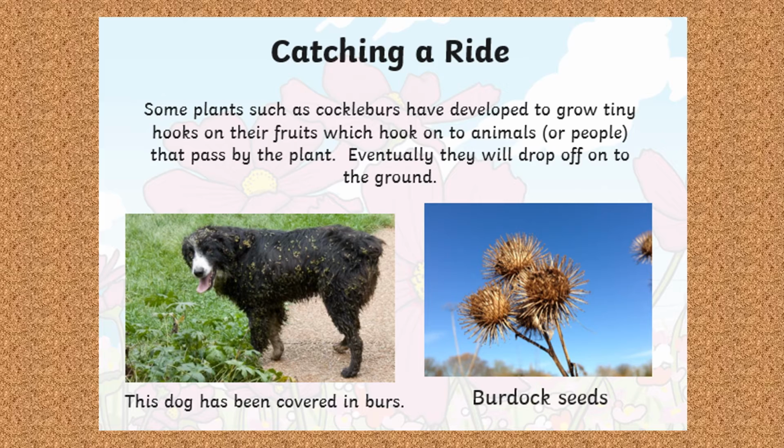Okay, and you've got a dog here who has been covered in burrs because he's obviously been through the bushes and picked up loads on his fur. And burdock seeds, they're really spiky. There's another one that you might often find on the bottoms of your trousers if you've been through some bushes, and that is goose grass. They're little tiny round balls that have got little tiny hooks on them, and they hook onto your clothes.